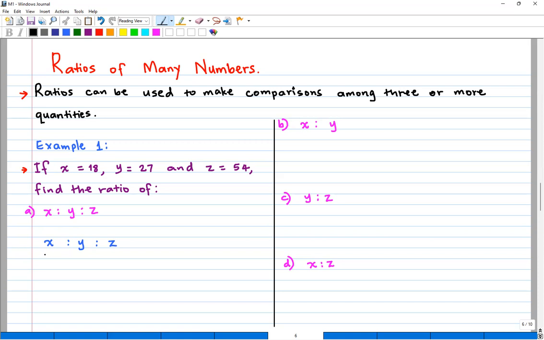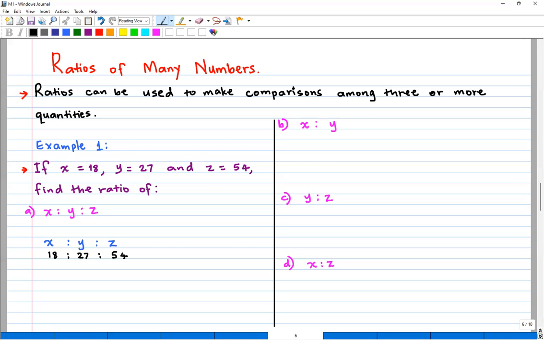But we know that x is 18, y is 27, and z is 54. Look at that ratio. Can we write it in the simplest form? Do we have any common factor that we can use for 18, 27, and 54? Yes. What do you think?